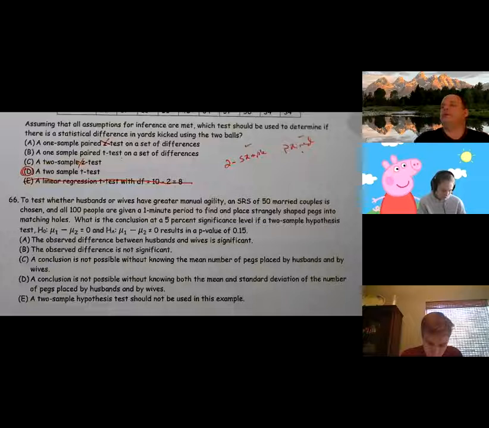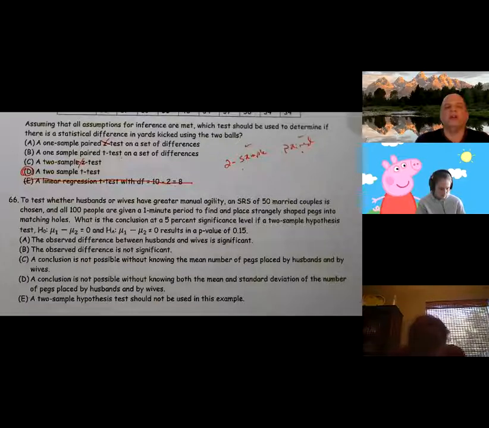Okay, number 66. To test whether husbands or wives have a greater manual agility, a simple random sample of 50 married couples is chosen, and all 100 people are given a 1-minute period to find and place strangely shaped pegs into matching holes. What is the conclusion at a 5% significance level if a two-sample hypothesis test results in a p-value of 0.15?